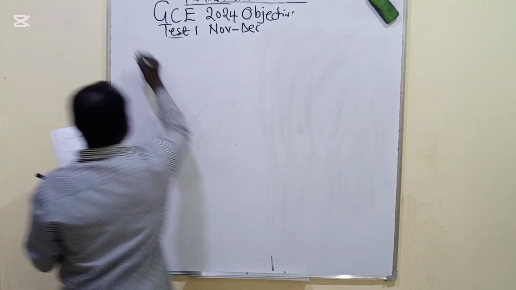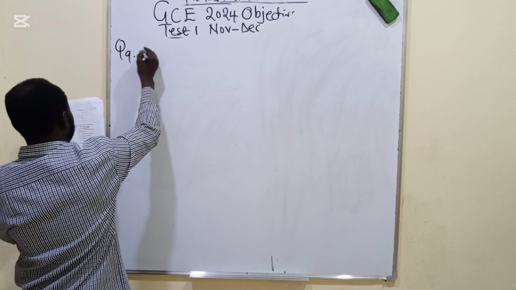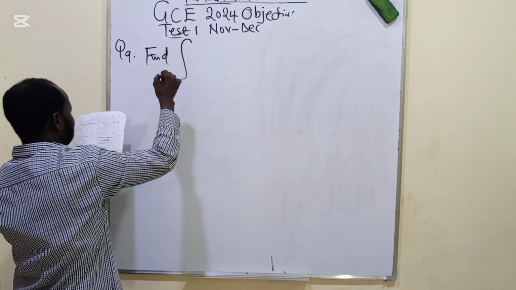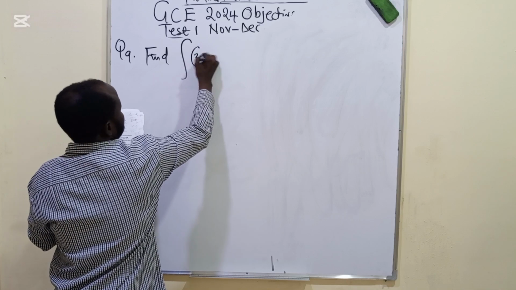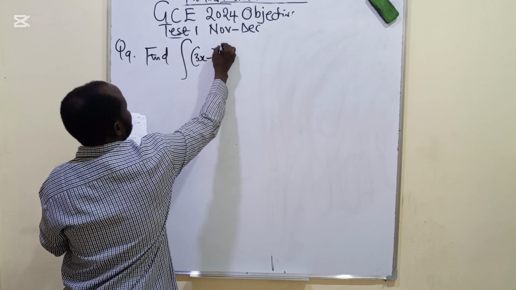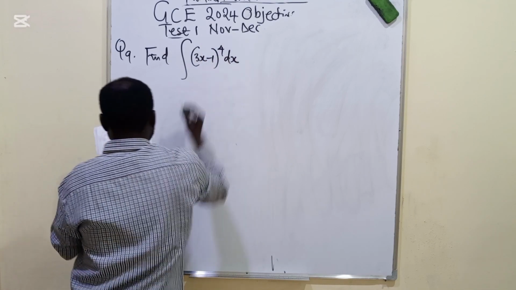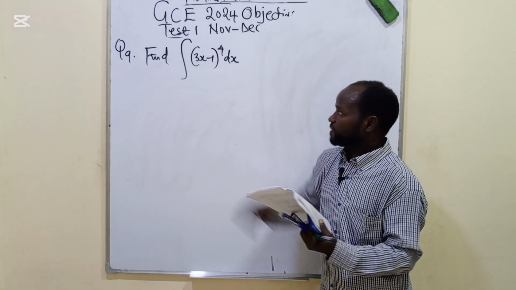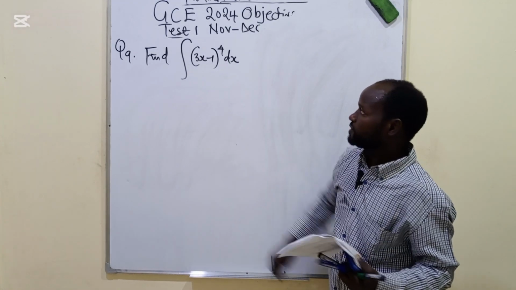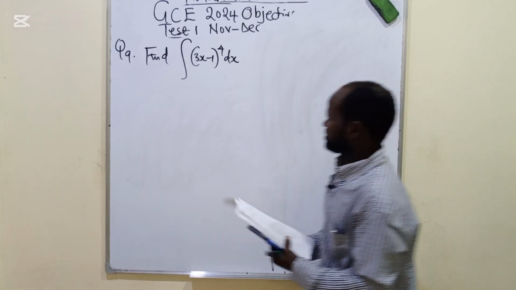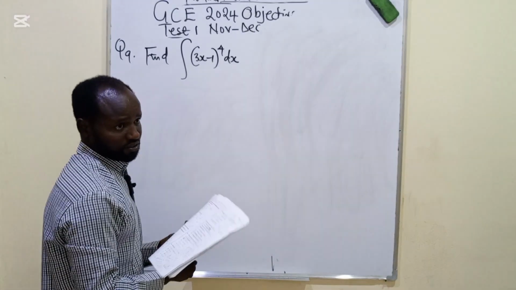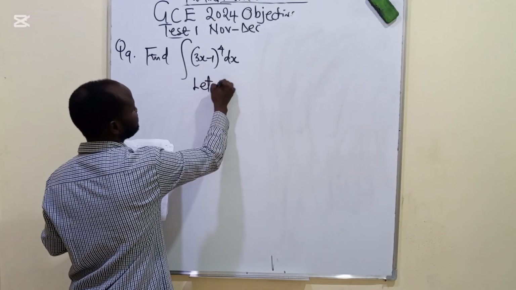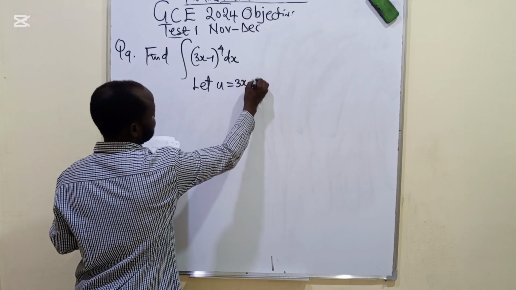Question 9, let me write it here. We are asked to find the integral of (3x minus 1) power 4 with respect to x. Very important. This is from integration, and this is an indefinite integral. So let's look at how we can integrate this. There are many ways, but let's use u substitution. We can say let u be equal to 3x minus 1.